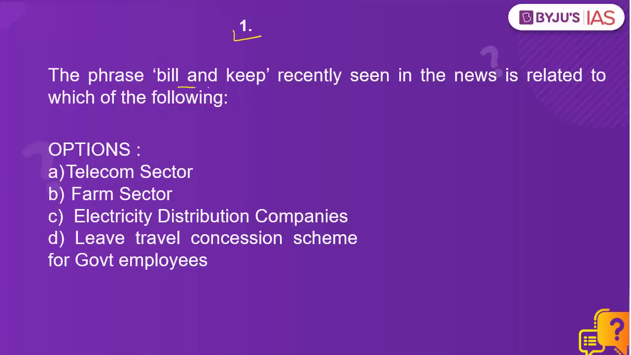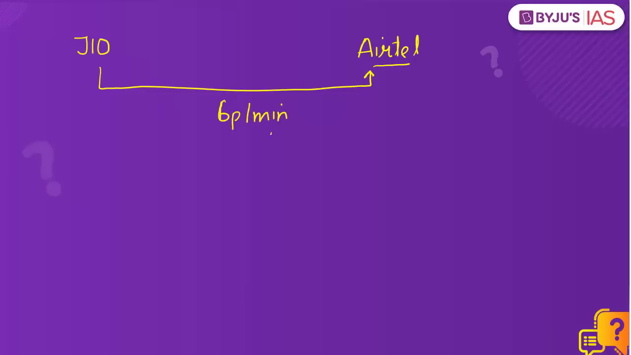The phrase bill and keep recently seen in the news is related to which of the following? It's related to the telecom sector. How? Let's say for example you're using Reliance Jio and your friend is using Airtel and you want to call your friend. For every minute of this call, Jio will have to pay Airtel 6 paise per minute. This is what is known as IUC or interconnect usage charge.